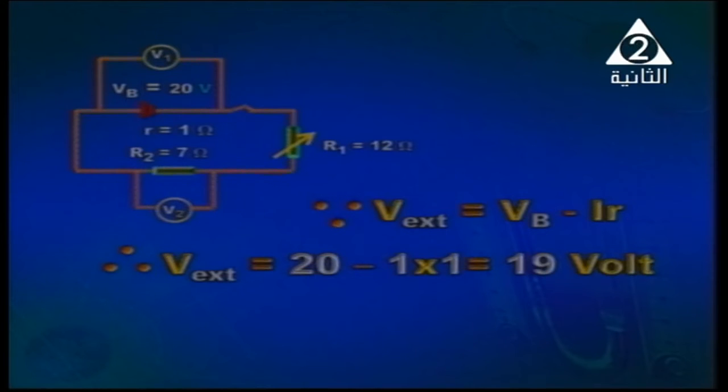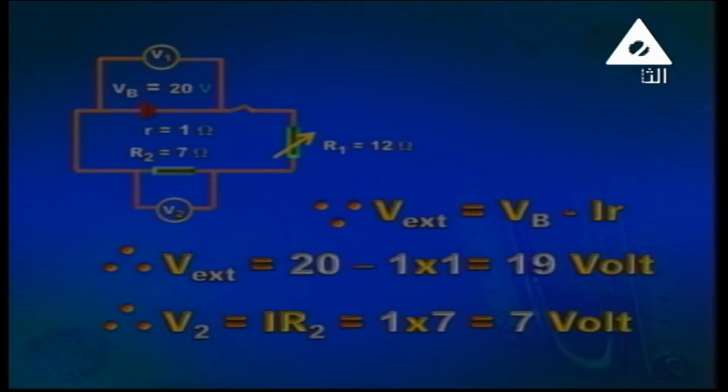You remember the previous figure, it was 18, so it increased. V1 increased when we increased the value of R1. And what about V2? It was 14, and now I R2, 1 times 7, it is 7, so it decreased. So increase in R1 will increase V1, but it will decrease V2. Okay.